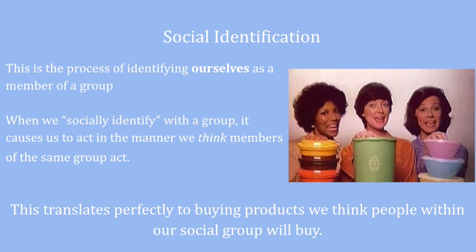The next category is social identification. This is basically a process of identifying ourselves as a member of a group. When we socially identify with a group, it causes us to act in a manner where we think the members will act the same way. This translates perfectly to buying products we think people within our social group will buy.